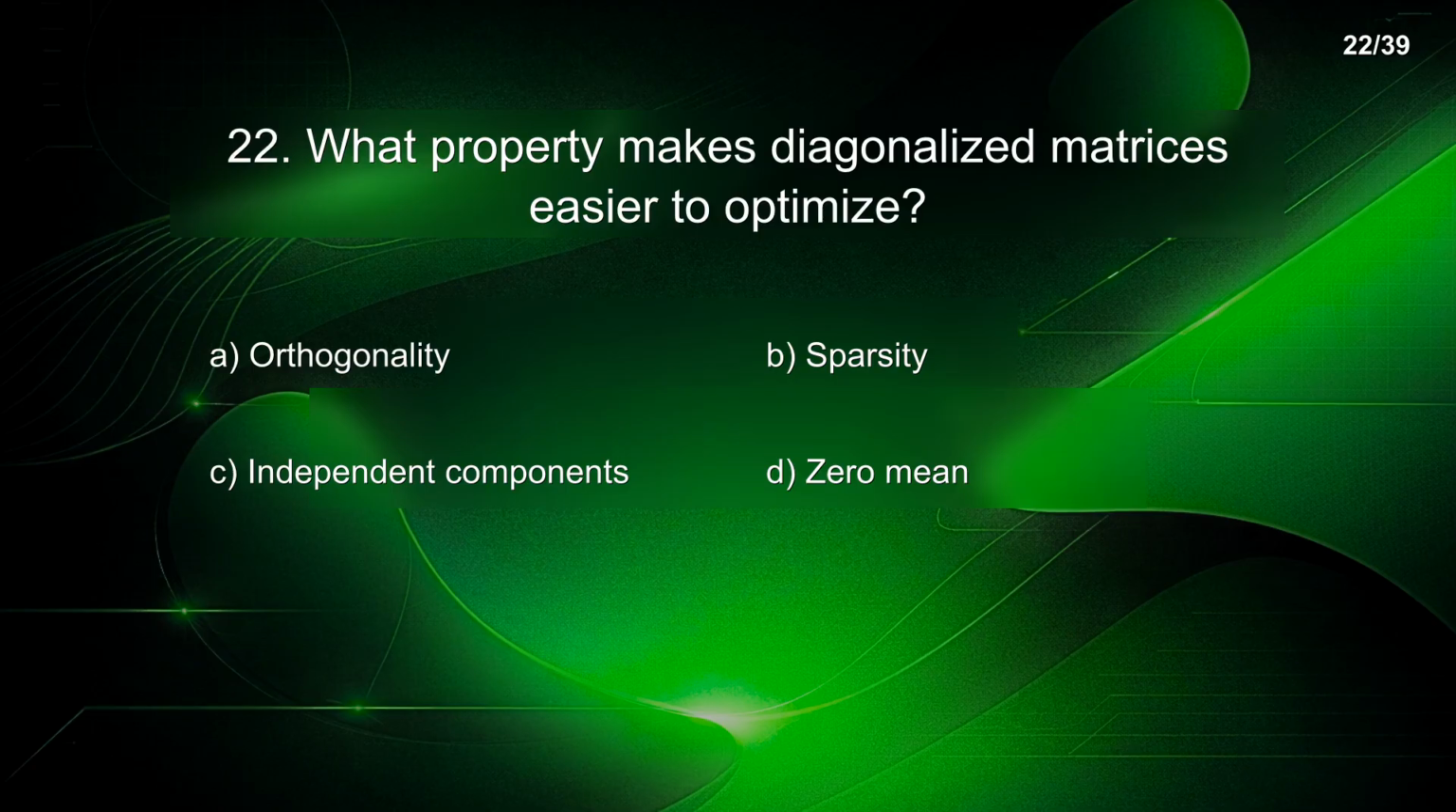22nd question. What property makes diagonalized matrices easier to optimize? A. Orthogonality. B. Sparsity. C. Independent components. D. Zero mean. Correct answer is C. Independent components.